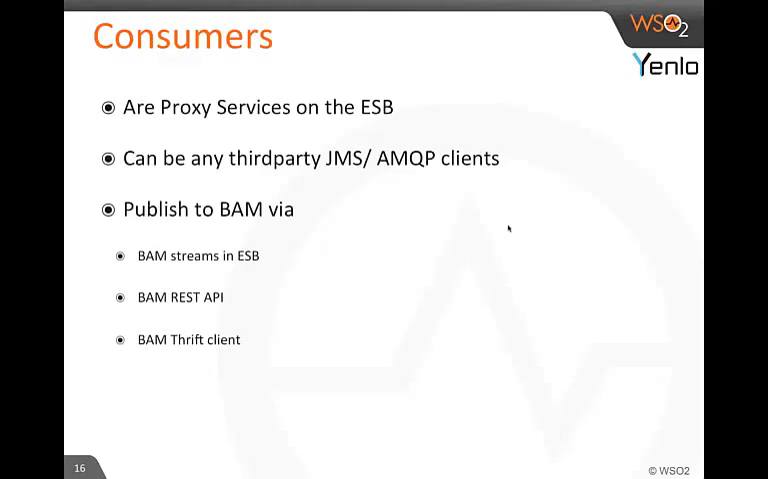And as I said before, we're using BAM streams within consumers to report on actual student messages. So again, the consumer can also send to the BAM information like the registration ID of the student, but also the student name. Anything that's available within the message is reportable as long as you're using one of the three BAM clients: the BAM streams, BAM REST API, or BAM Thrift client.